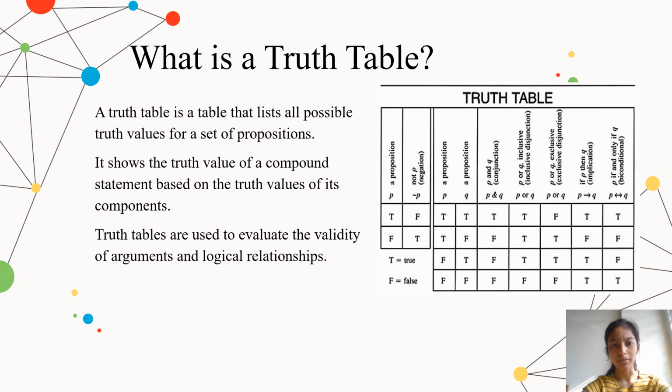What is a truth table? A truth table is a table that lists all possible truth values of a set of propositions. It shows the truth value of a compound statement based on the truth values of its components. Truth tables are used to evaluate the validity of arguments and logical relationships.